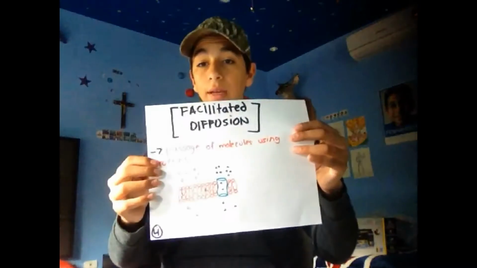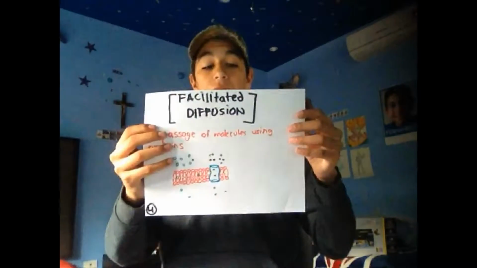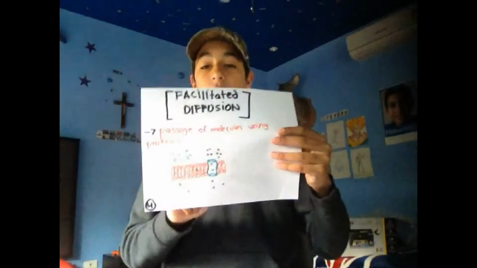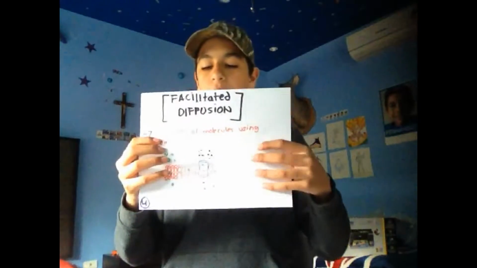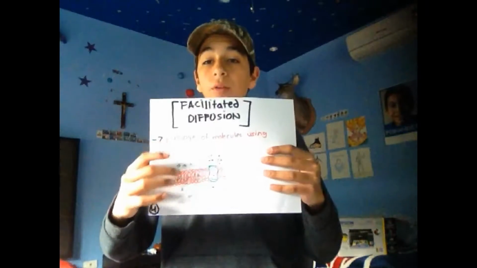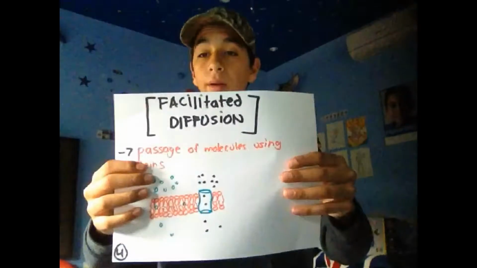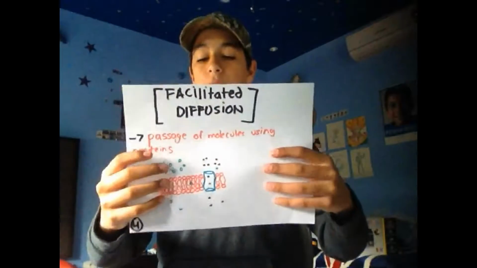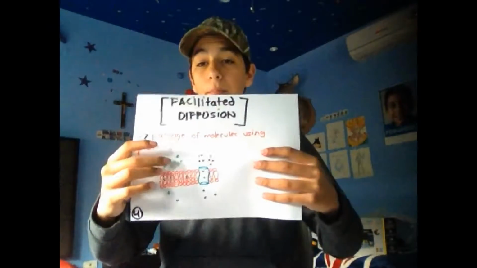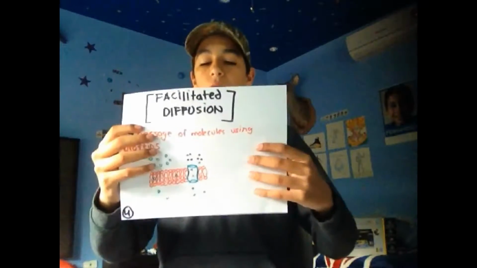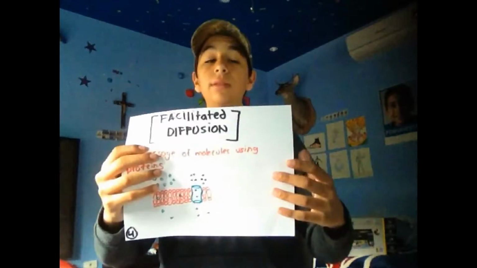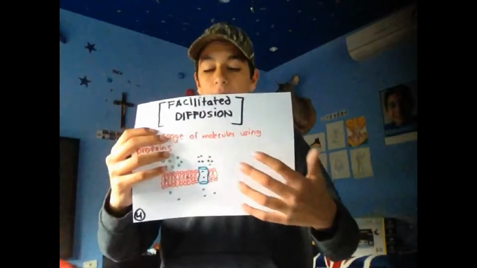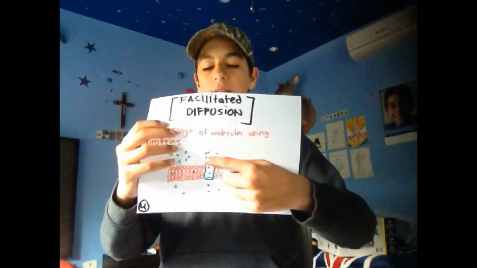Now the facilitated diffusion is the passage of molecules using the proteins. This happens because some particles or molecules are polar and non-polar. The non-polar, like the fats, can pass through the phospholipids, but the ones that are polar, the ones that have a charge, need to pass through the proteins.